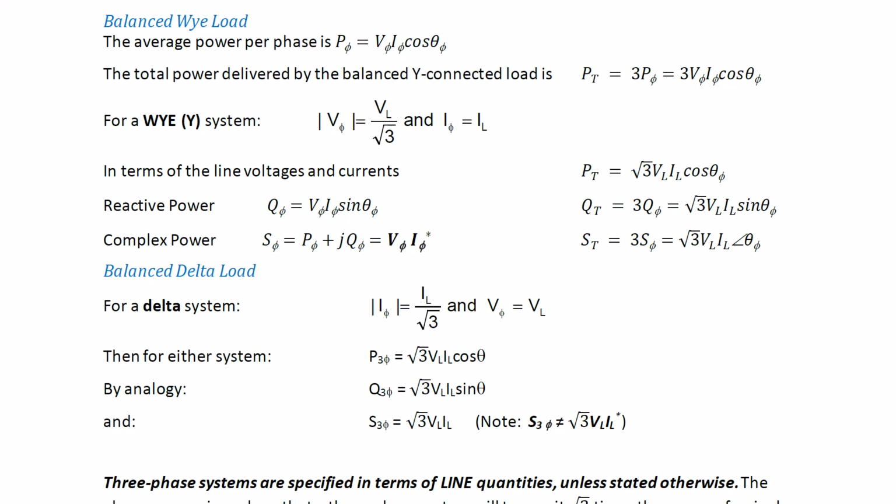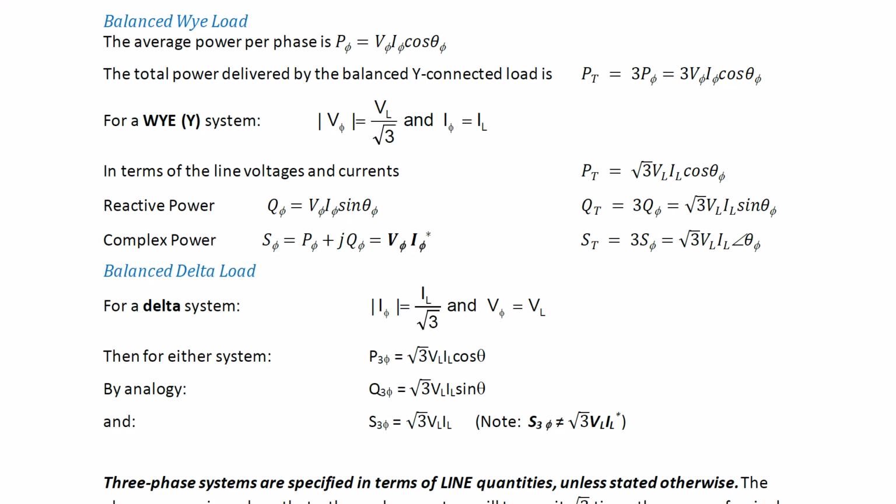Now, what if we have a balanced delta load? For a delta system, the phase current is the line current divided by root 3, and the phase voltage equals the line voltage. We saw that in the previous lecture. Then for either system, the three-phase power is the square root of 3 VL IL cos θ. And by analogy, the reactive power is the square root of 3 VL IL sin θ. And the complex power is the square root of 3 VL IL. Note that this is the square root of 3 VL IL, not square root of 3 VL IL conjugate.